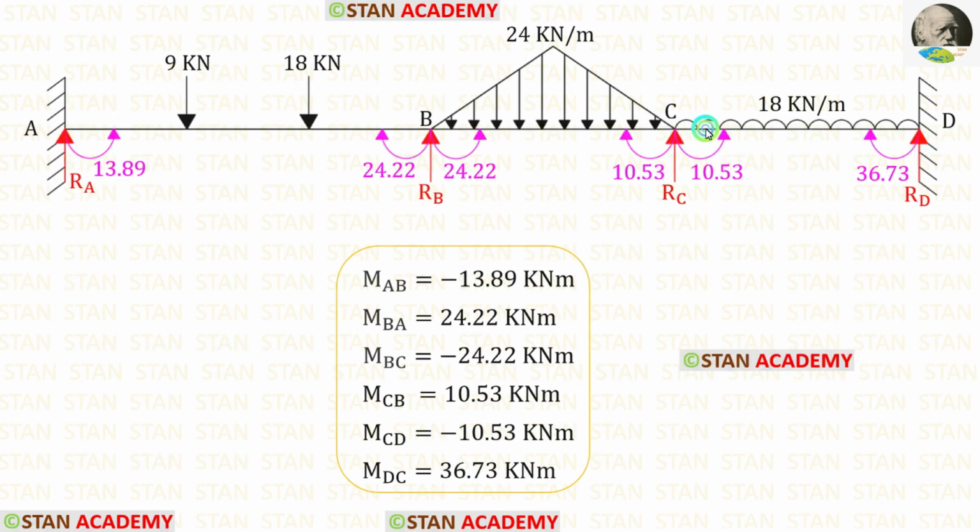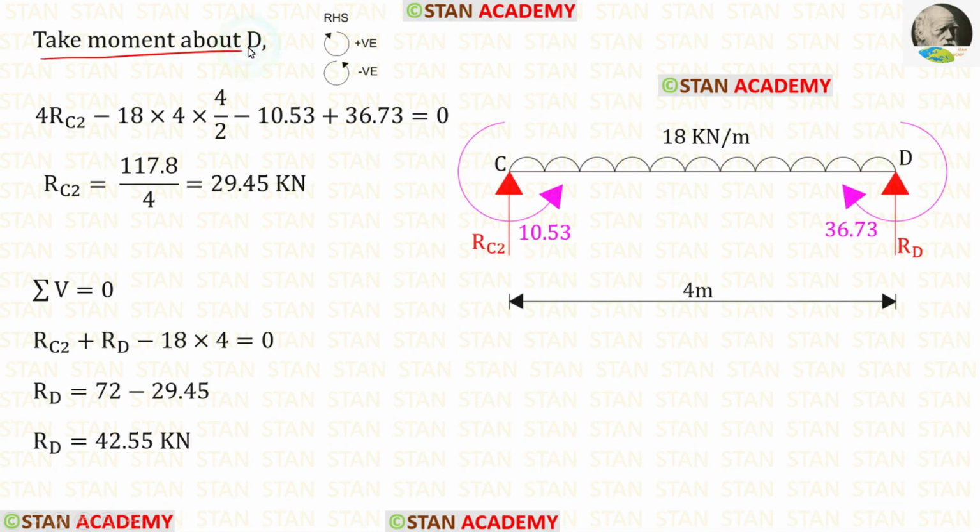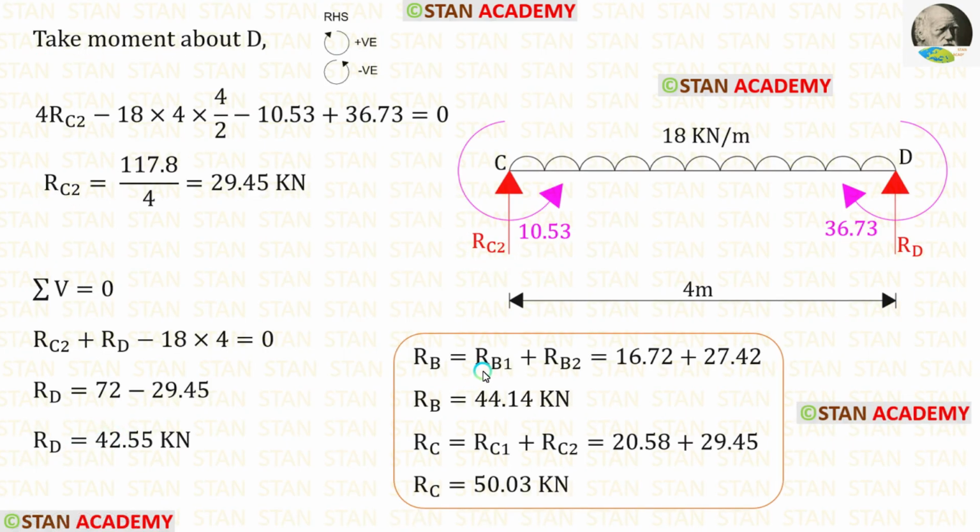Now let us take the span CD and find the reactions. In the span CD, we have the moment MCD, which is acting in the anti-clockwise direction, and MDC, which is acting in the clockwise direction. By taking moment about D, we can find RC2, and by applying this rule, we can find RD. At point B, we have calculated the reactions 2 times, RB1 and RB2. Let us add both of them so that we will get RB. In a similar way, let us add RC1 and RC2 so that we will get RC.